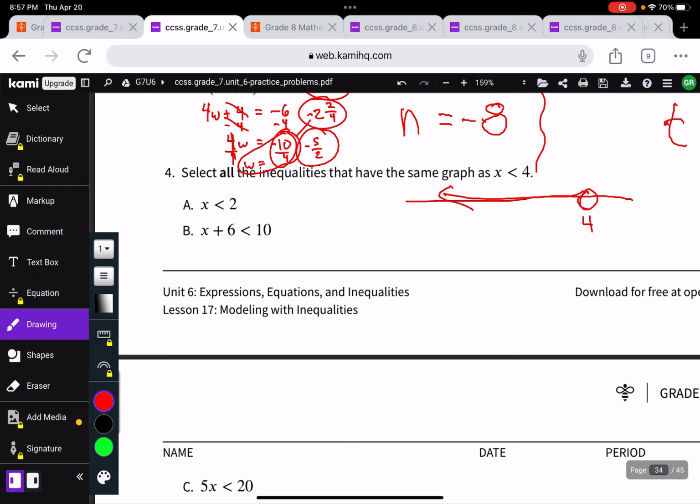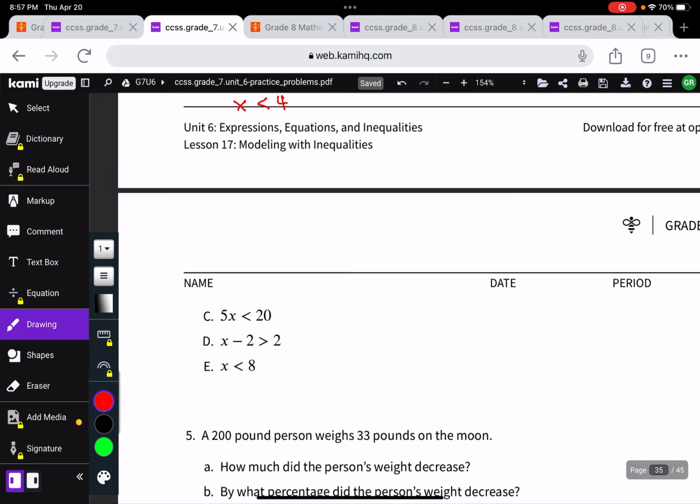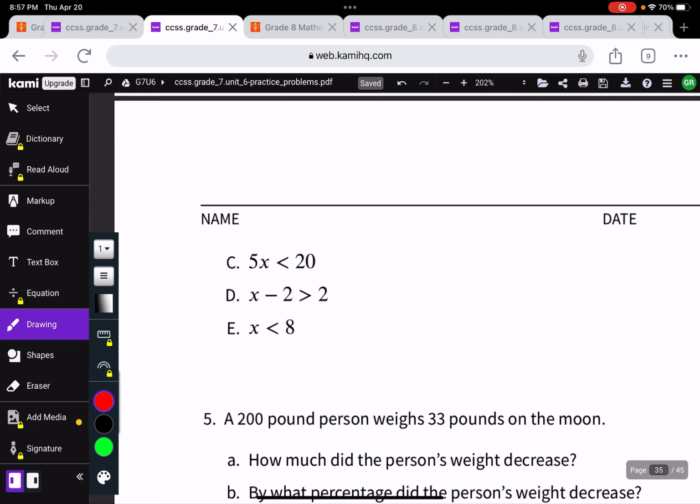The next one says x plus 6 is less than 10. Well, I don't even know what x is less than there. So if I subtract 6 from each side, I'm left with x is less than 4. So guess what? That's the same thing. B is correct. How about 5x equals 20? Well, divide each side by 5, and I'm left with x is less than 4. So guess what? That works.